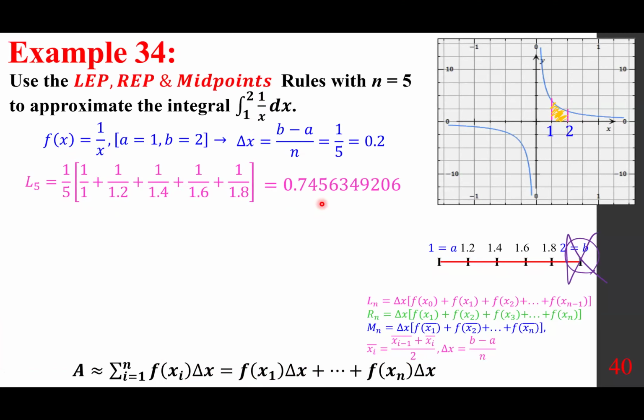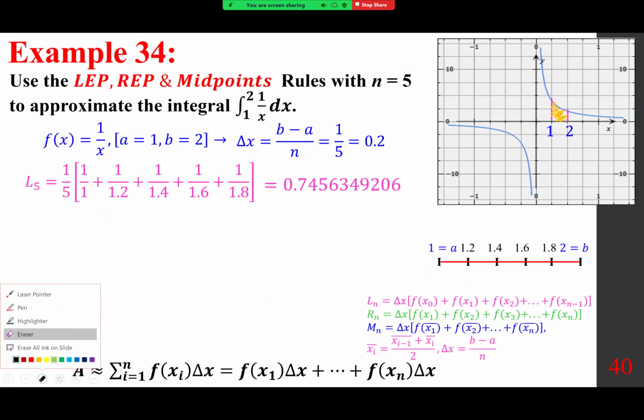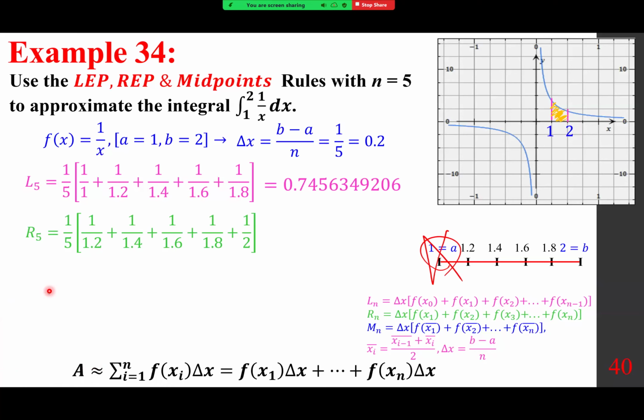For the right endpoints, everybody, we don't use the first one. Notice what we use. Delta x is 1/5. The first one is 1 over 1.2, because it's 1 over x, we are looking at this function, everybody. Then 1 over 1.4, 1 over 1.6, 1 over 1.8, and 1 over 2. Add them up, and you have the answer with a bunch of decimals.